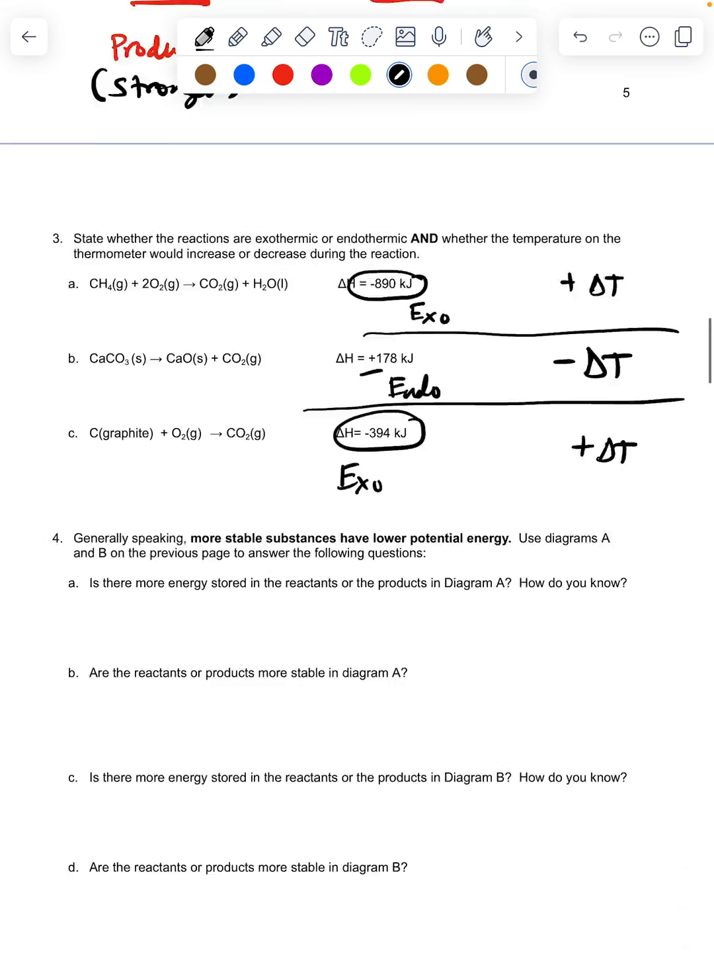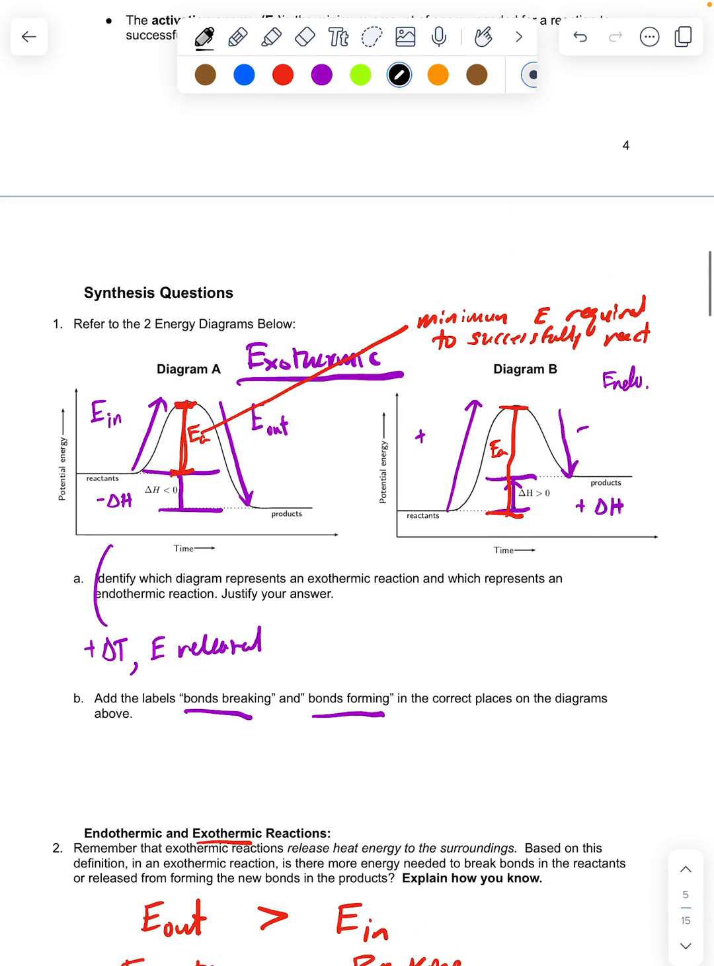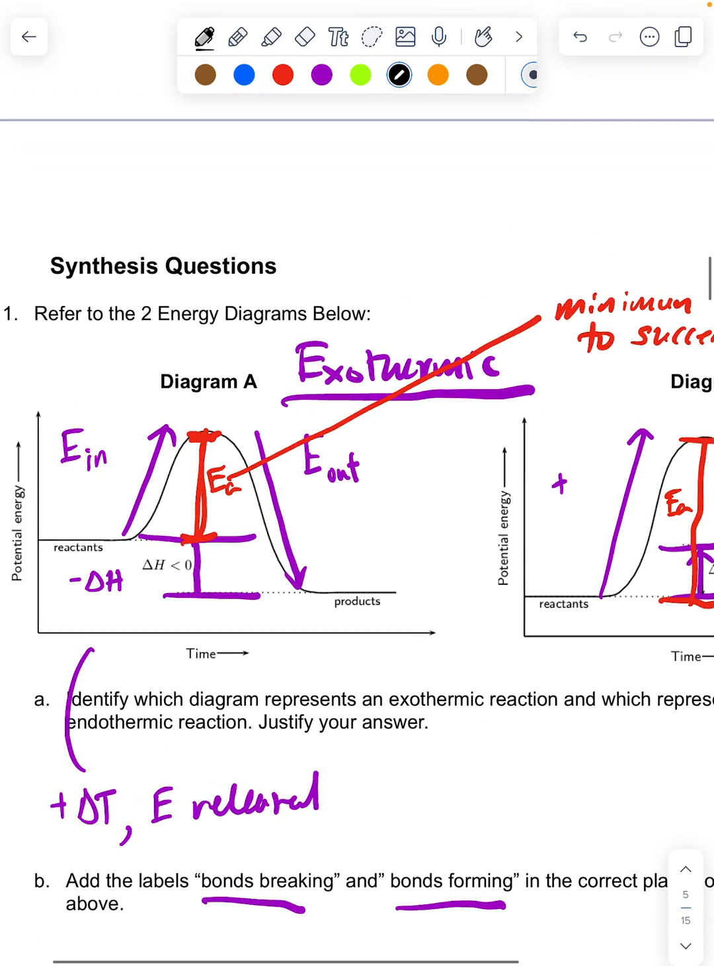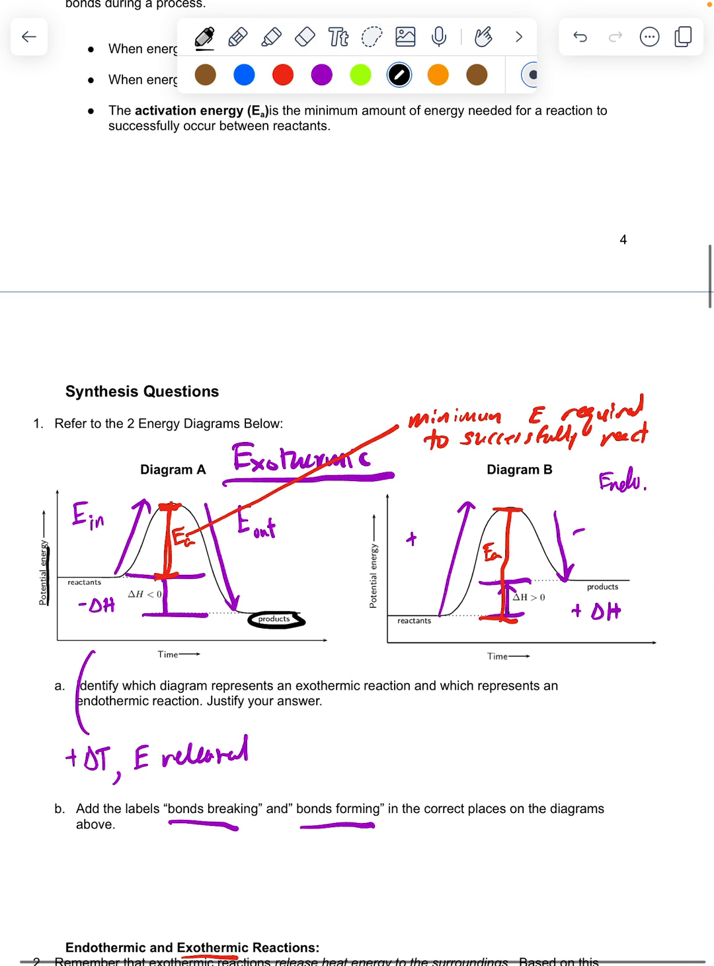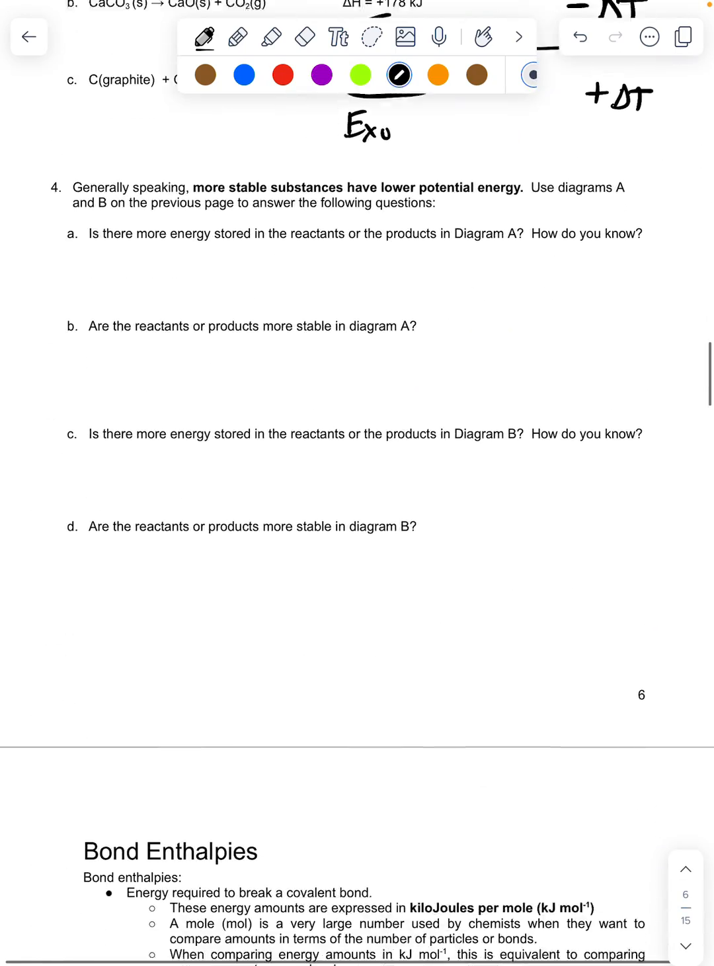So lower potential energy, if we look at these diagrams, in the exothermic one, the products end up lower in terms of their potential energy or their overall enthalpy. Whereas in an endothermic reaction, this y-axis is potential energy. The reactants start lower and the products end up higher because I've put energy in. So come back to the questions.